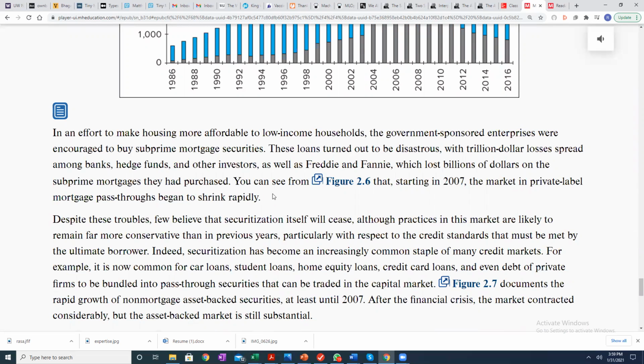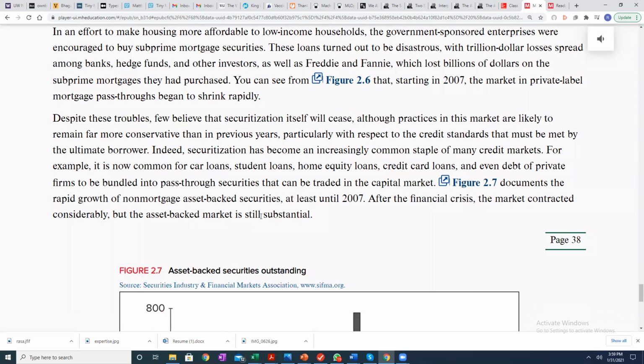So the government-sponsored enterprises were encouraged to buy subprime mortgage securities. The loans turned out to be disastrous, and trillion-dollar losses spread among banks, hedge funds, and other investors, as well as Freddie and Fannie, which lost billions of dollars on subprime mortgages they had purchased. Starting in 2007, though, the market in this came down. Few believe that securitization itself will cease because of the improvement in credit standards over a period of time.